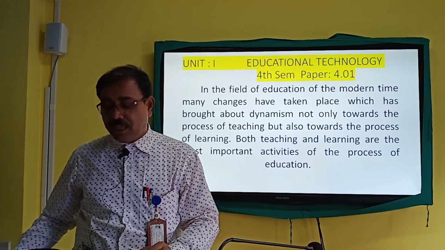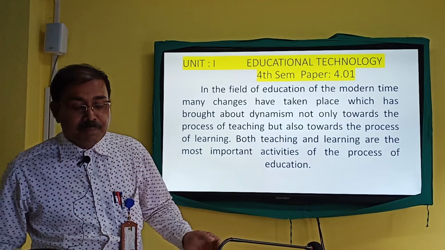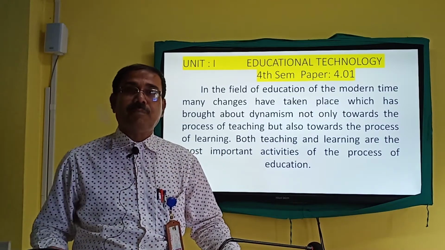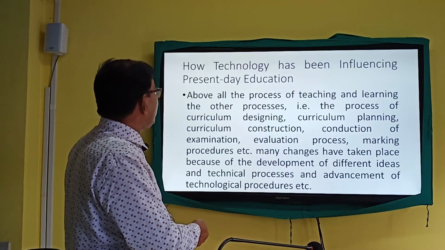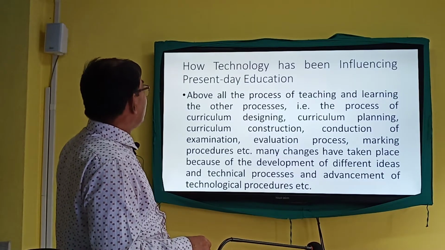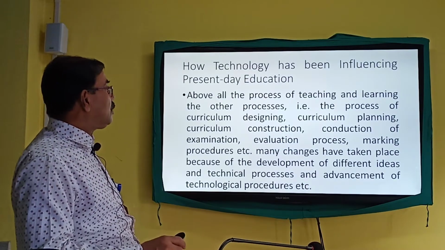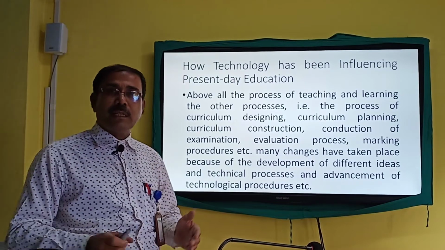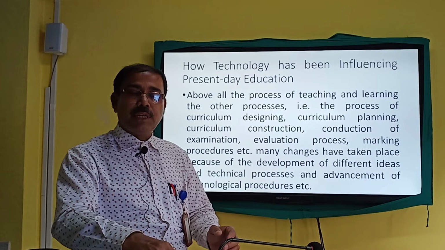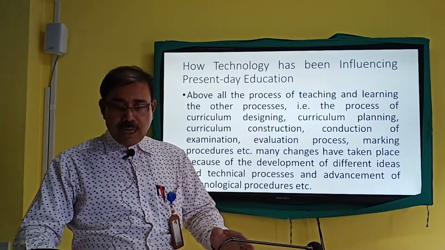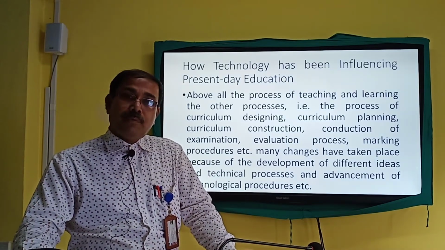Now the question which has come to our mind is how technology has been influencing present day education. This is what we are to discuss: in which areas educational technology has been influencing.